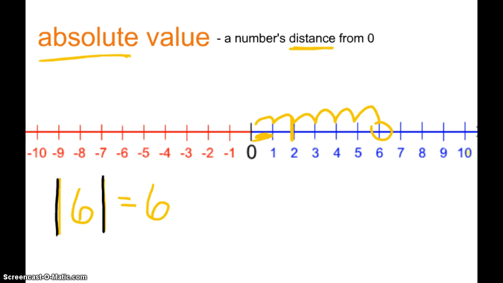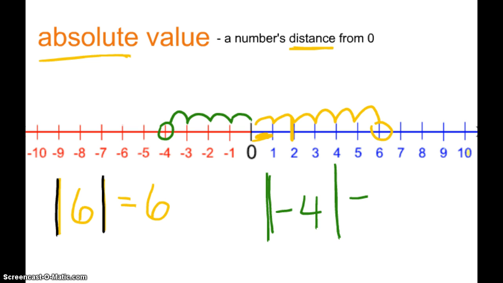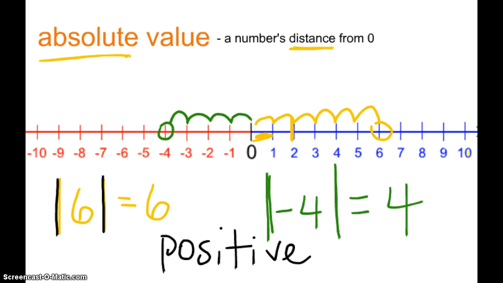The absolute value of negative 4. How many spaces is it from 0? 1, 2, 3, 4. So the absolute value of negative 4, remember these two lines mean absolute value, is 4 because it is 4 spaces from 0. Notice absolute value is always positive, because we're talking about distance, and distance is never negative.